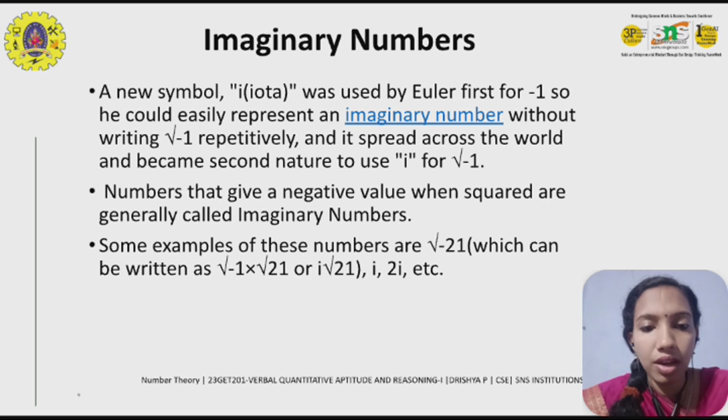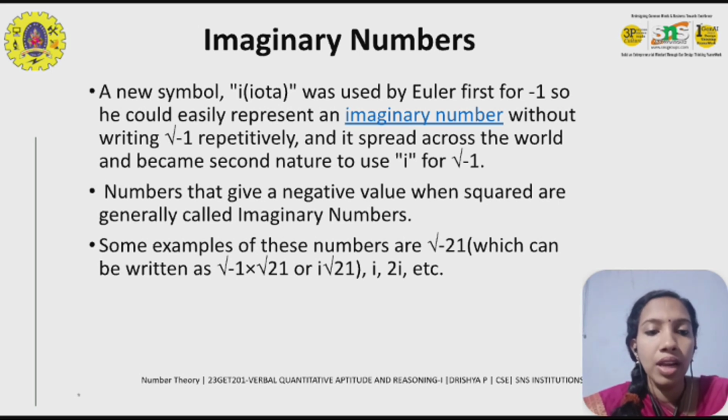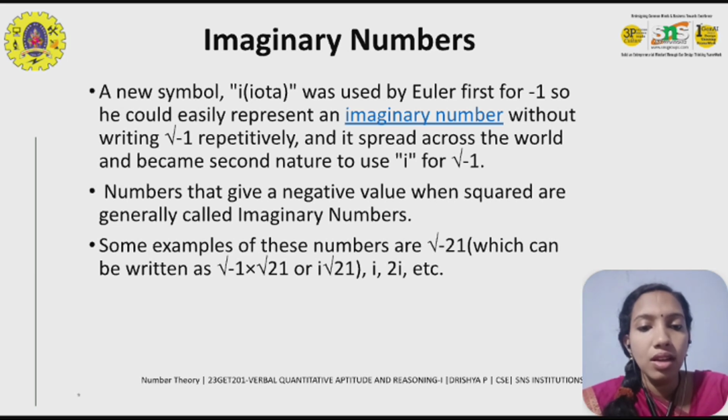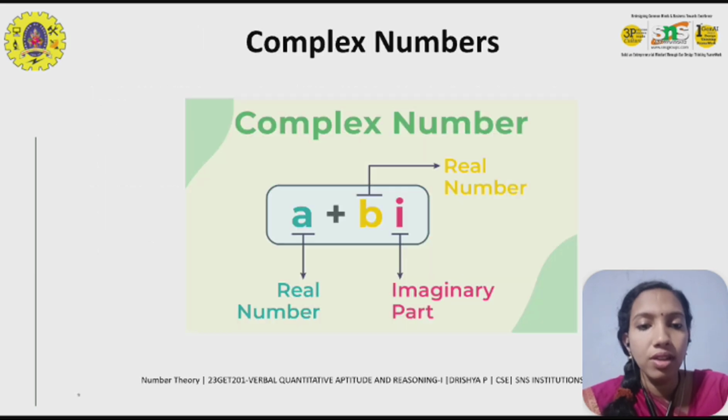Some examples: here we have a number root -21. Using the imaginary number, it is written as root -1 into root 21. Otherwise it is written as i root 21, because root -1 is i. i is the imaginary number, iota. Then root 21 i is the representation of root of -21.